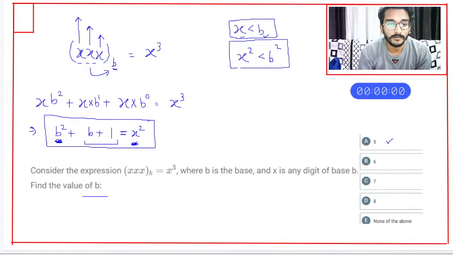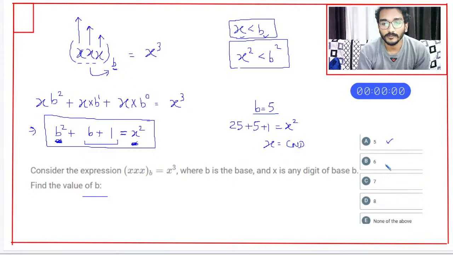We are not able to find any value, or you can plug in the value to check it. Let's suppose you took b equal to 5. So it is 25 plus 5 plus 1. Is it equal to some perfect square? No. Can you find the x value? No. So no option will satisfy here. The answer is none of the above. Okay. I hope this concept is clear to you.